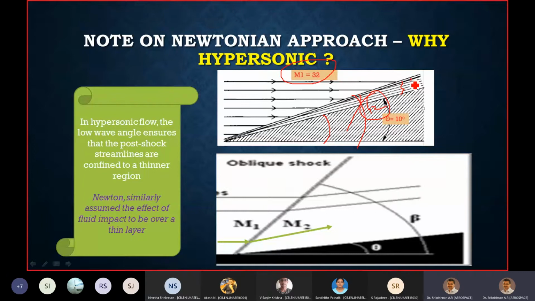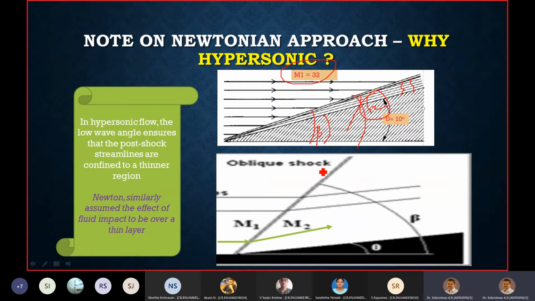The curly bracket that I'm trying to show here. Now, why is this region very narrow? It's narrow because beta is very low. What is beta? Beta is this angle, that is the shock wave angle. So since beta is very low and very close to theta, you have a very small layer in which the entire flow is spreading over.